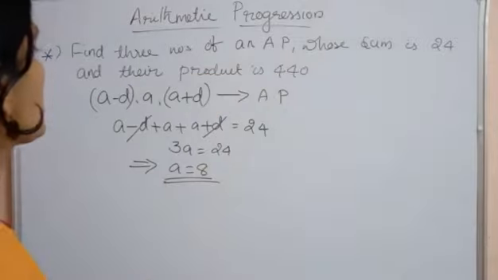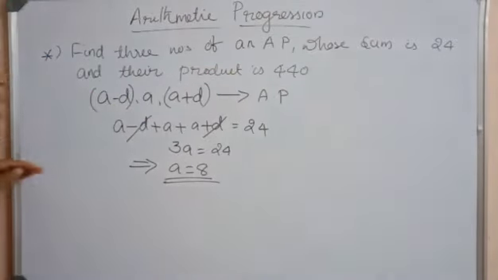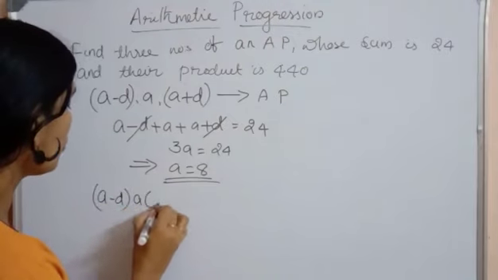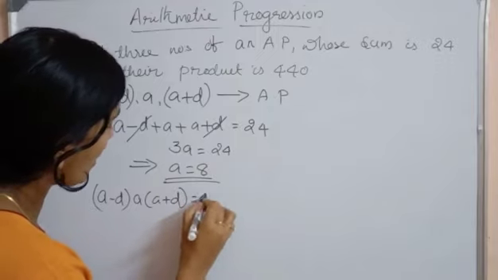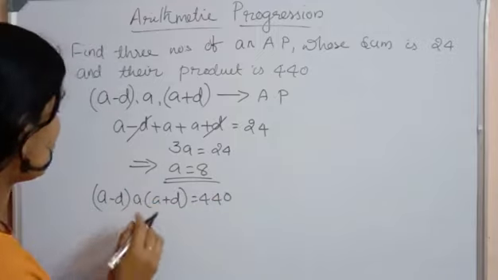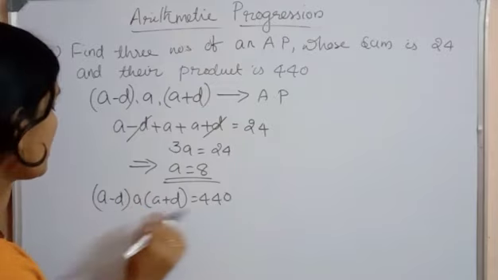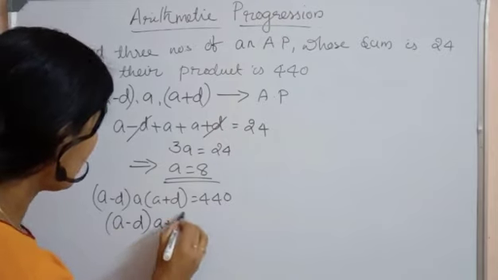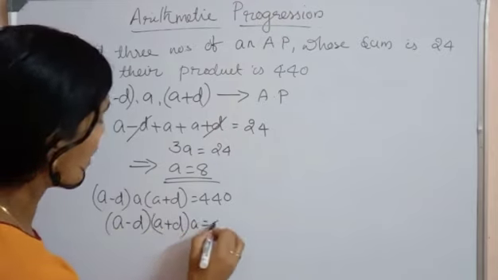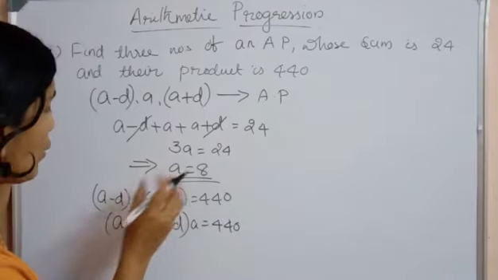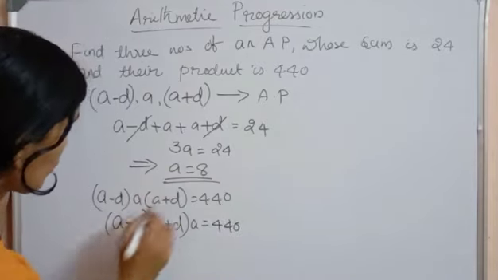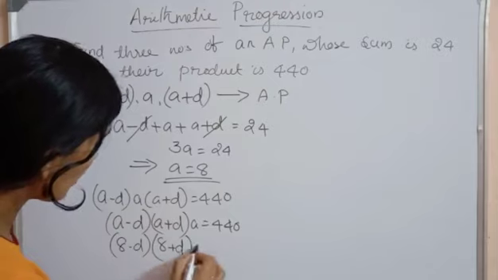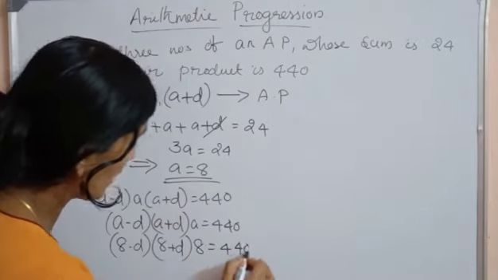Now the second condition is given, that their product is 440. That means A minus D into A plus D into A is equal to 440. Now we know the value of A here, just substitute. So you will get 8 minus D into 8 plus D into 8 is equal to 440.